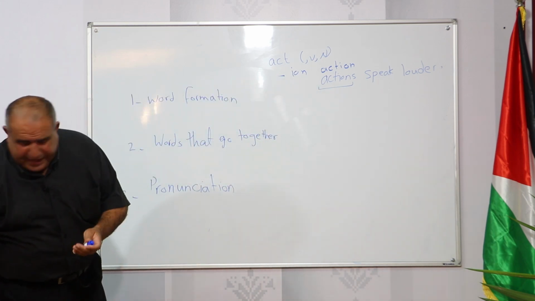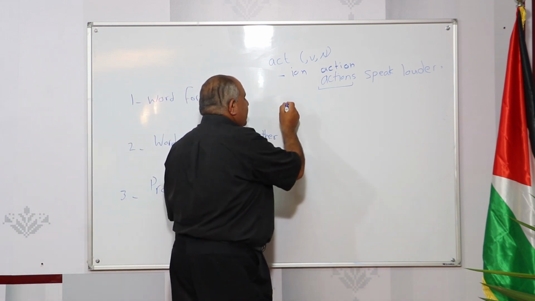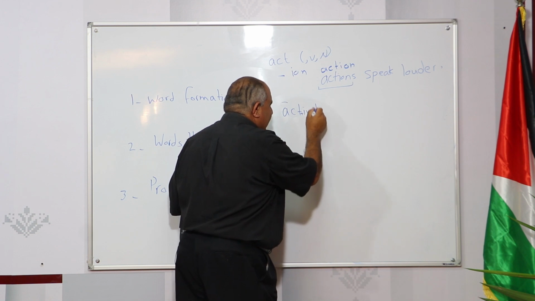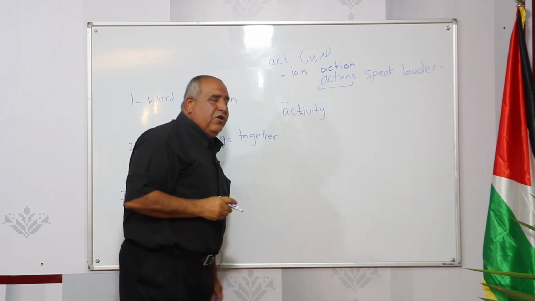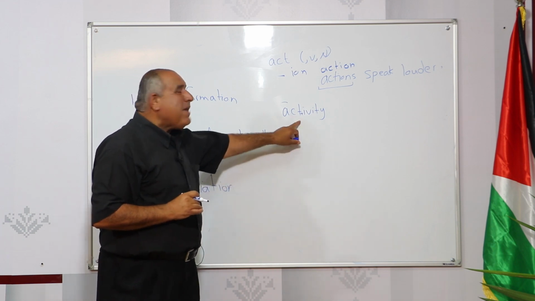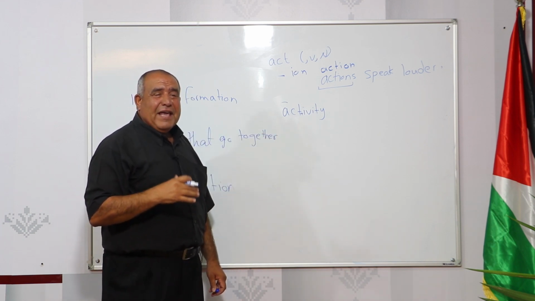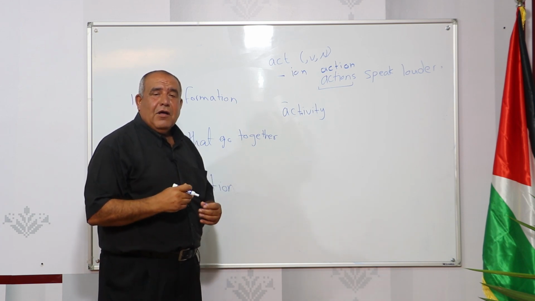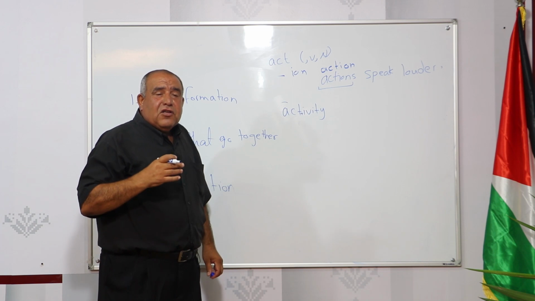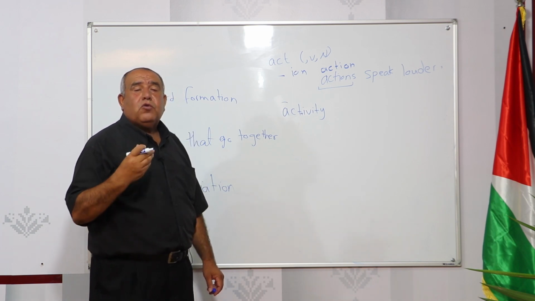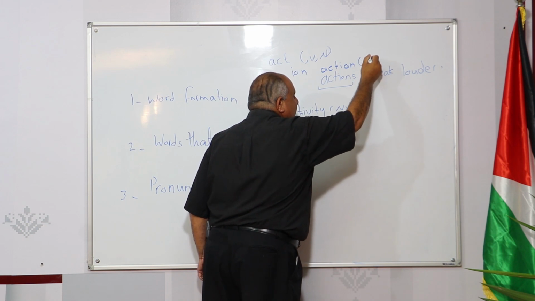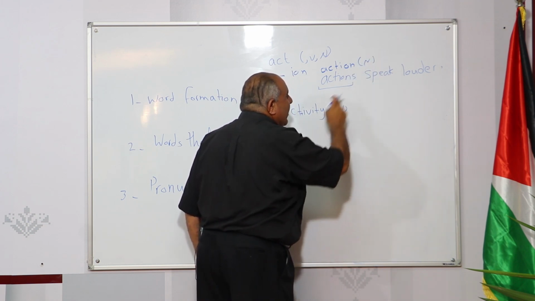A second word that can be formed from the word act is activity. Act plus activity. So we usually, when we give exercises to students, ask them to do some activities. Making a group of questions that you take as homework, we call them activities. There are so many activities students do in order to get high marks. Activity is also a noun. Action is a noun. Activities, the plural, is also a noun.